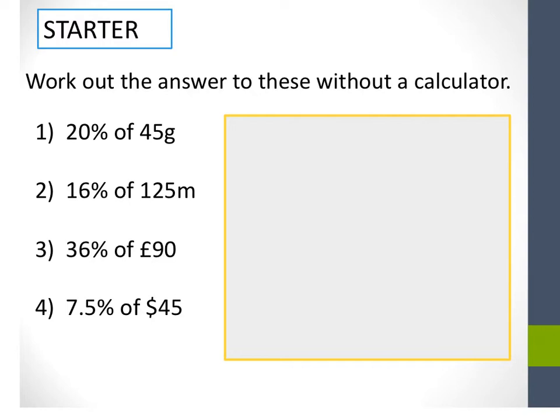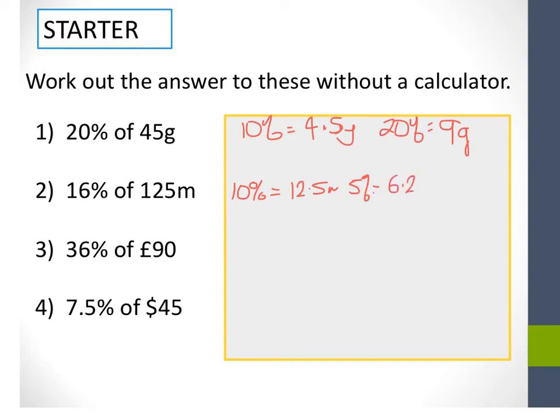So just working through this, I can say, well, 10% is 4.5 grams. So 20% will be double that. So 2 times that. So that will give me 9 grams. In this question here, 10% is going to be 12.5 metres. 5% is going to be 6.25 metres.